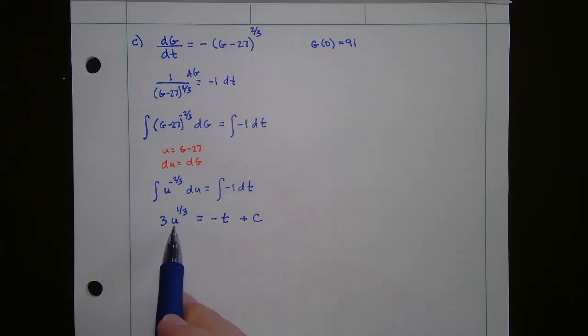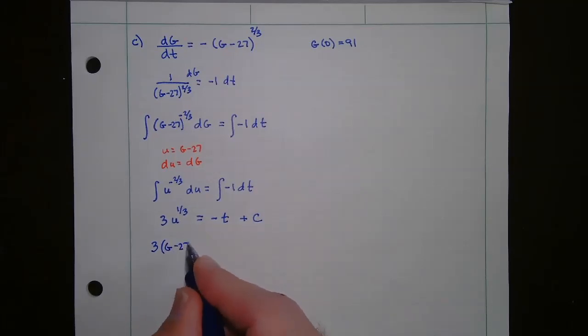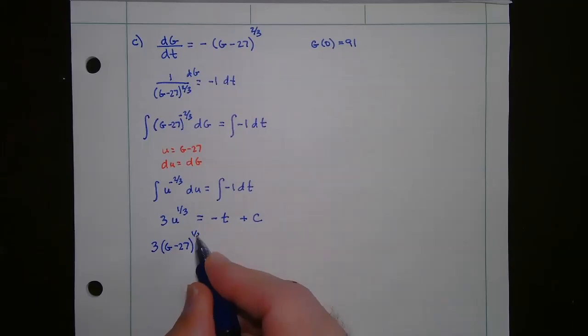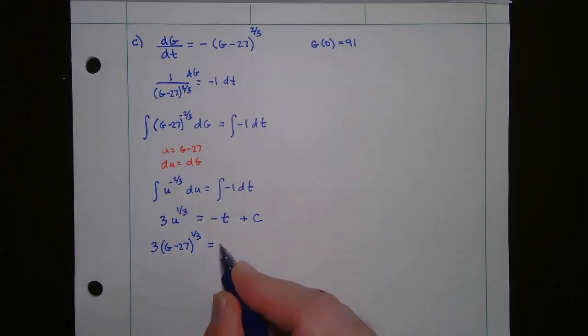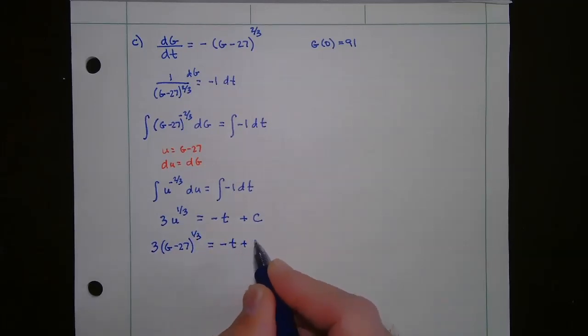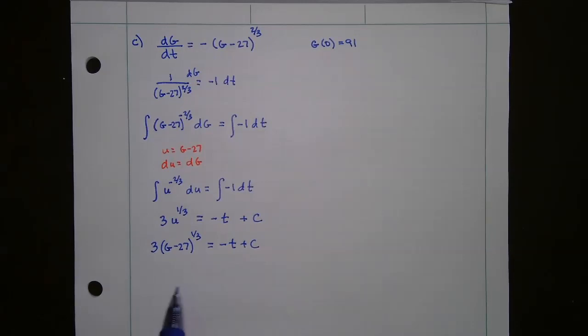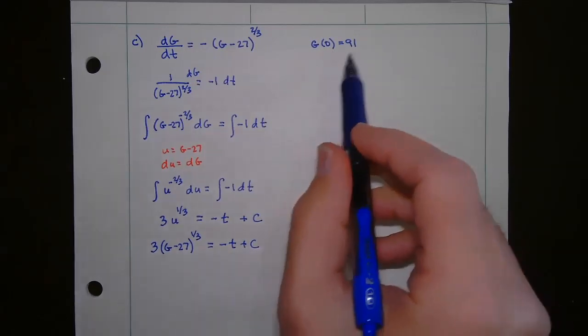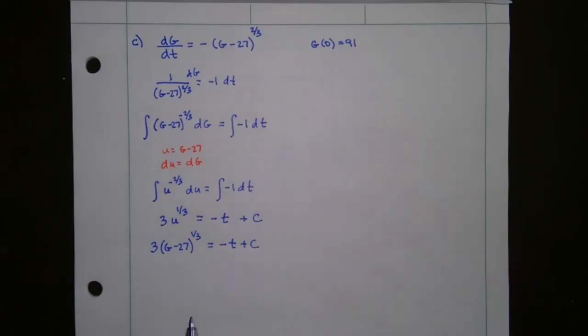Now this u gets switched back to g minus 27. So this is 3 times g minus 27 to the 1/3 power is equal to -t plus c. Now for this problem, I think I would find the c right now. You have two options: get g by itself and then plug the 91 in, or go ahead and plug it in right now and figure out what c is. That's what I'm going to do. I just think it's going to be a little bit easier.